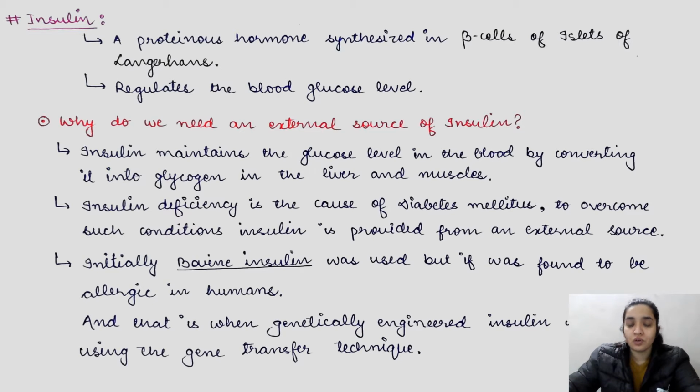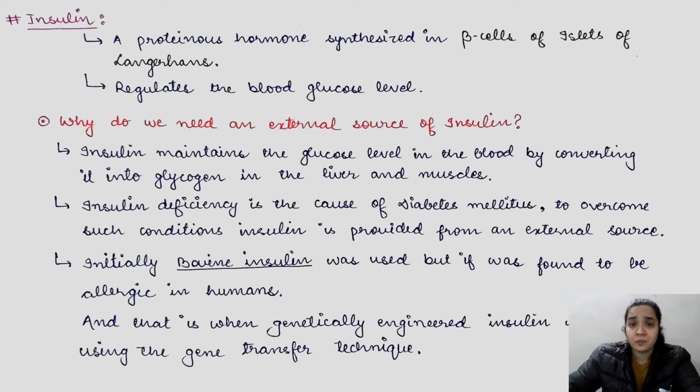Before going into the core mechanism of how this insulin is produced, let us first understand the basic characteristics and structure of insulin produced in our body. As we know, insulin is a hormone, a protein hormone to be more precise, and it is produced in beta cells of islets of Langerhans. Insulin maintains the levels of sugar present in our blood by converting glucose into glycogen. That is, insulin decreases the blood glucose level.